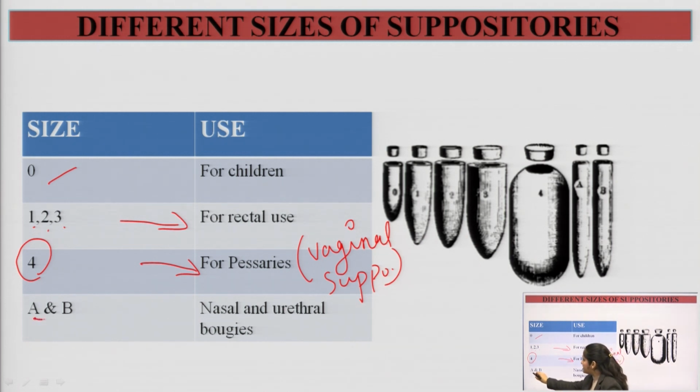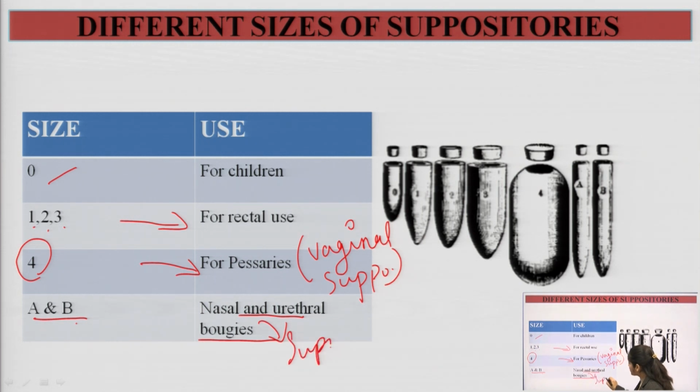Now, here is another size mentioned as A and B. Here, A and B size stands for nasal and urethral bougies. So, no confusion, because bougies are nothing but a type of suppositories.